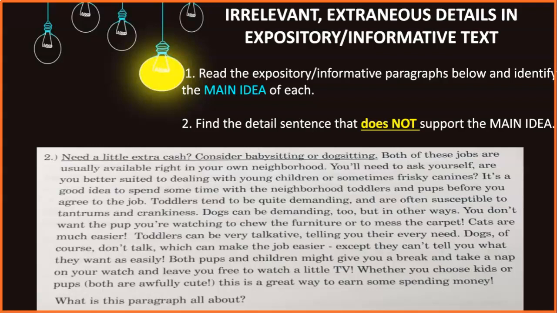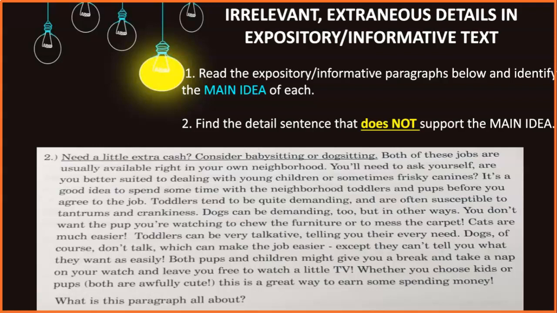You don't want the pup you're watching to chew the furniture or to mess the carpet. Cats are much easier. Toddlers can be very talkative, telling you their every need. Dogs, of course, don't talk, which can make the job easier, except they can't tell you what they want as easily. Both pups and children might give you a break and take a nap on your watch and leave you free to watch a little TV. Whether you choose kids or pups, both are awfully cute. This is a great way to earn some spending money.